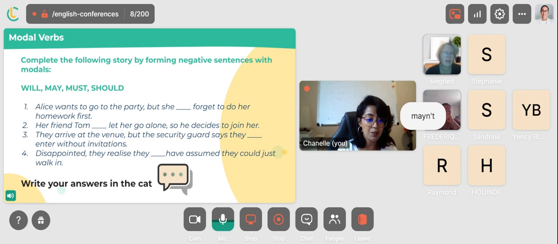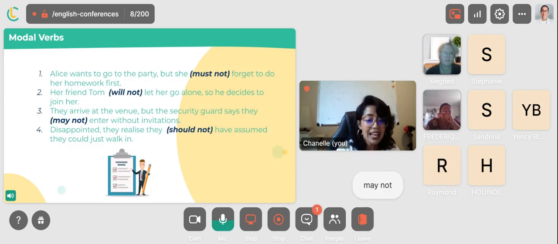Donc, ça peut être un peu compliqué. So on va regarder les réponses. Alice wants to go to the party, but she must not forget to do her homework first. Her friend Tom, it's not should not. It is will not let her go home alone, so he decides to join her. They arrive at the venue, but the security guard says they may not enter without invitations. Disappointed, they realize they should not have assumed they could just walk in.